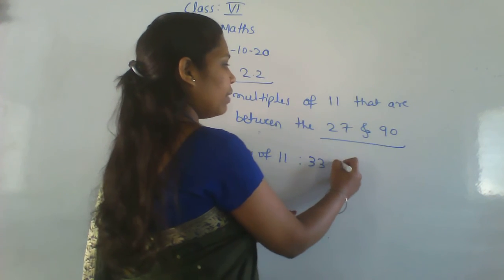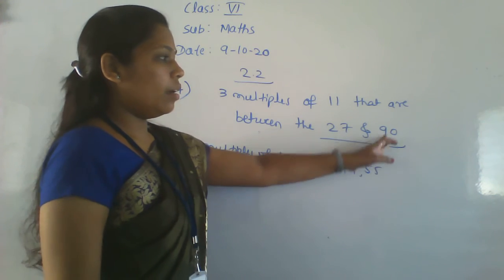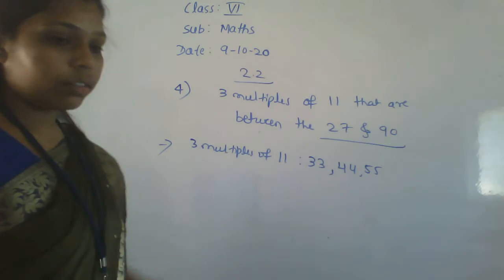11 3s are 33. 11 4s are 44. 11 5s are 55. Right? Below 99 we have the number 55. So these are the 3 multiples of that number.